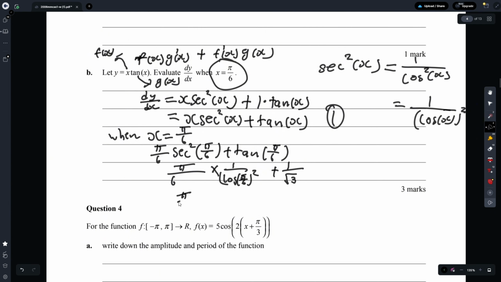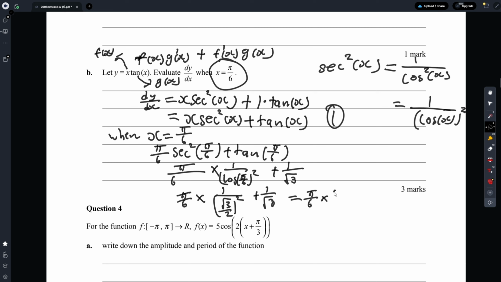So here, that's pi on 6 multiplied by, cos pi on 6 is root 3 on 2, so 1 on (root 3 on 2) squared, plus 1 on root 3. Root 3 on 2 squared is 3 on 4. 1 divided by 3 on 4 is 1 times 4 on 3. So it's pi on 6 times 4 on 3 plus 1 on root 3. This gets to cancel a 2 because it's a common factor, and the 6 becomes a 3. That gives us 2 pi on 9 plus 1 on root 3.